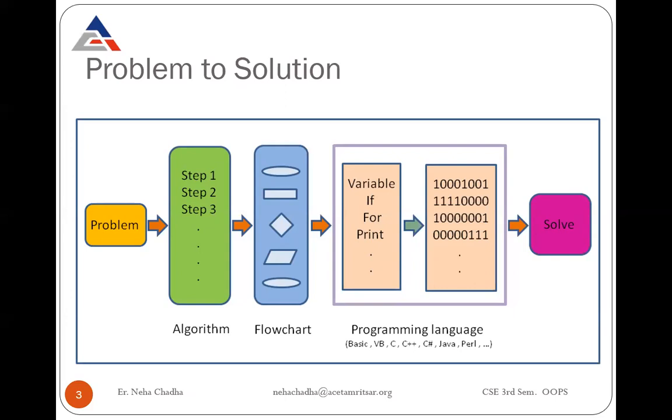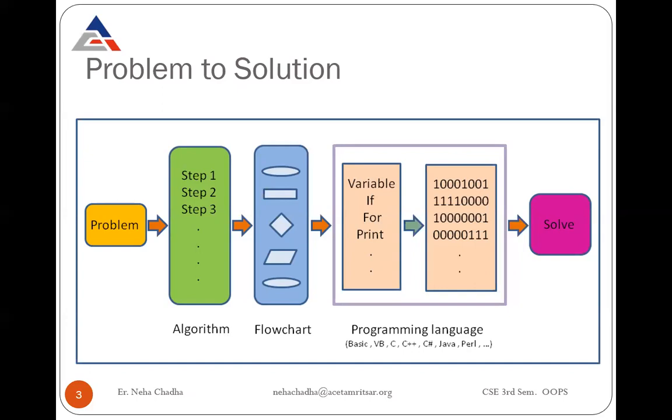First step is the problem. We identify our problem, what is the problem that we are going to implement. Then the second step is the algorithm. If we have some problem, then we go for its algorithm, that is a step by step procedure. Algorithm means a logical and mathematical model that we design to elaborate our problem. Then is the flowchart. This is a diagrammatic representation of our problem.